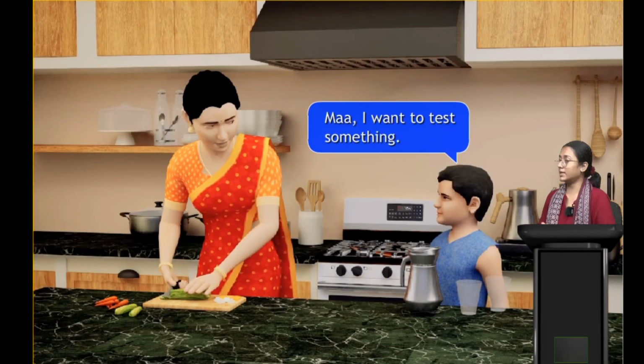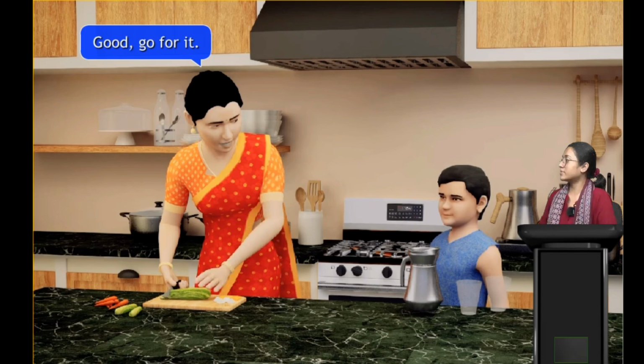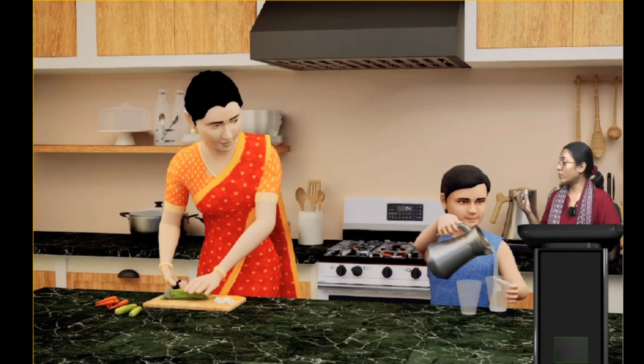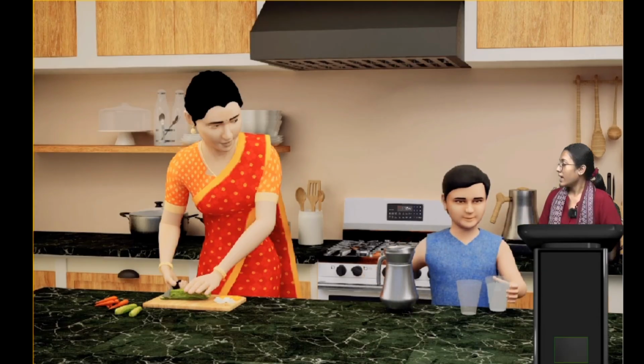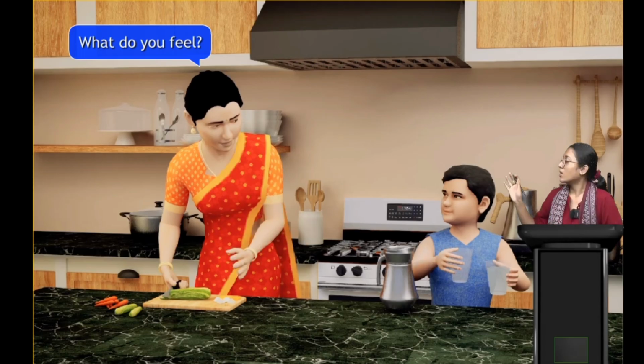So now he is telling his mother, Ma, I want to test something. Let's see what he wants to test. Okay, his mother permitted him. Let's go. Go for it. So now he took one jug of water, and from that he started to pour some water into a glass. And there is another glass which is empty, right? So in one hand there is one glass which is full of water, and in the other hand he has one empty glass. So who can tell me which one will feel heavy?